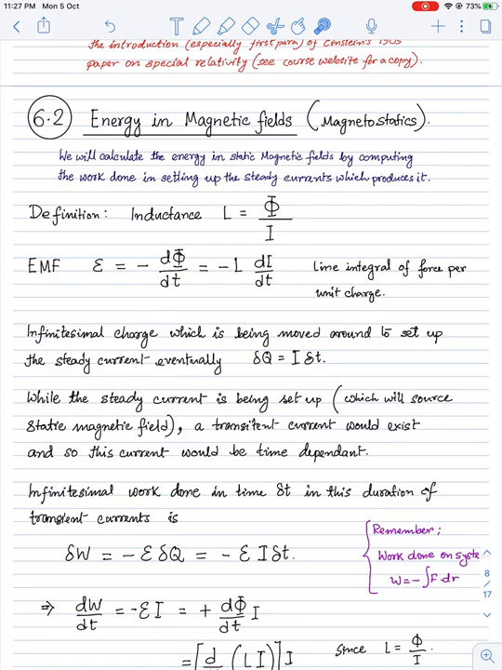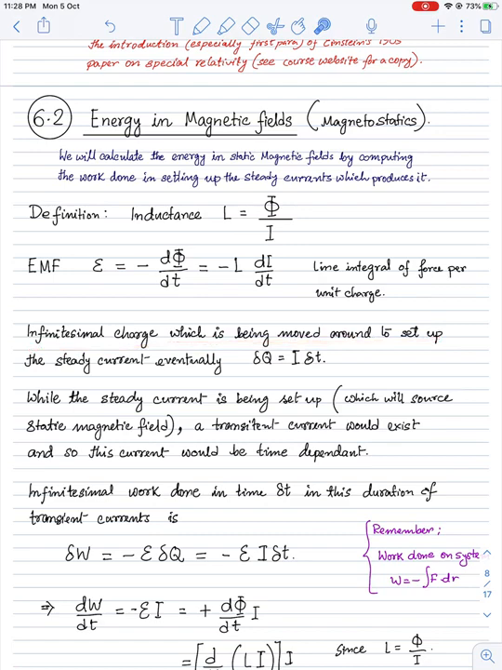Now let's consider an infinitesimal charge being moved around to set up a current I. Ultimately the current I will be a steady current, but while it is being set up there can be some time dependence, and this is what the expression captures. While the steady current is being set up, the EMF to drive that current is given by Faraday's law, and the proportionality constant is the inductance.